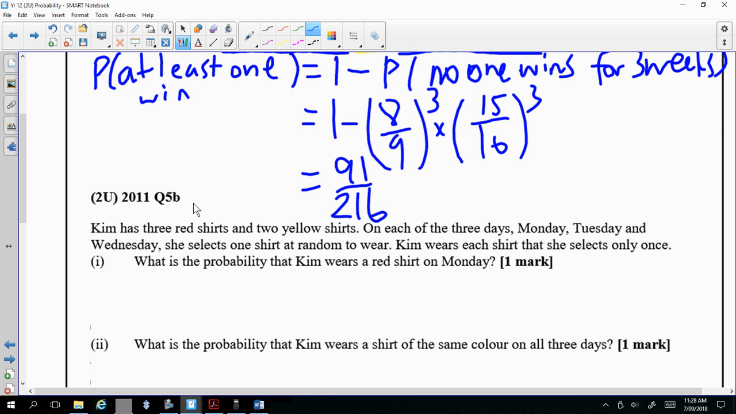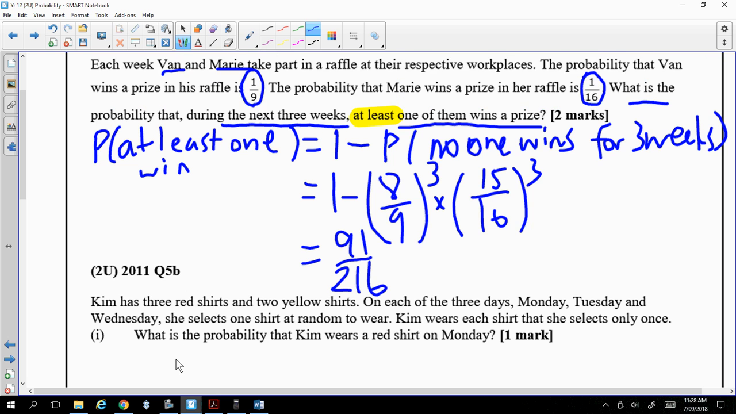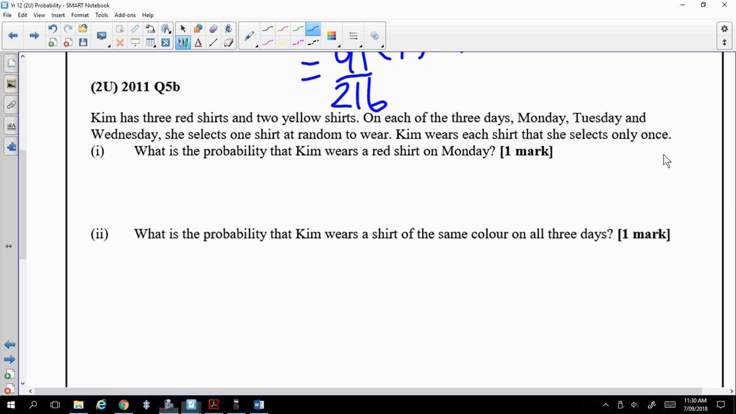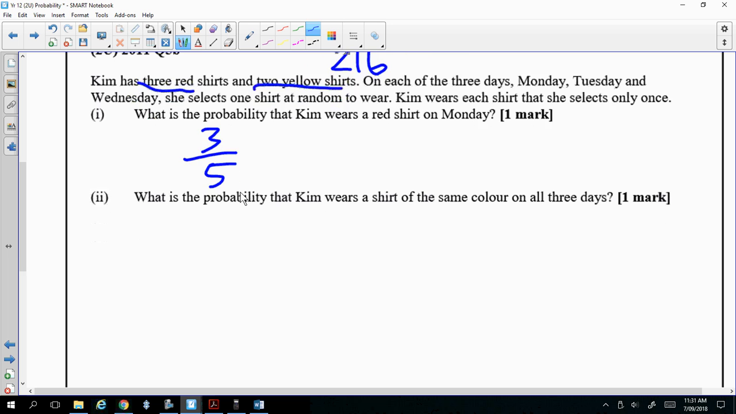So the first part I think is pretty easy: probability of a red shirt on Monday. There's 3 red, 2 yellow, so it'll be 3 out of 5. Should be right. Okay, good. Next one, probably wears a shirt of the same color on all 3 days. As you can see, you can't have yellow on all 3 days. It has to be red all 3 days.